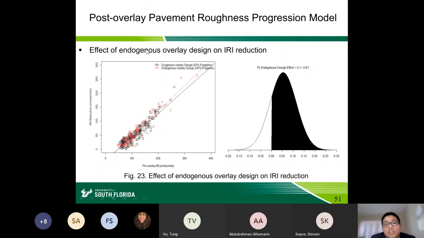The effects of the endogenous overlay design on as-built IRI is random. It means in about 80% of the asphalt overlay projects, the endogenous overlay design will increase the IRI reduction value, or will lead to a smoother as-built IRI.